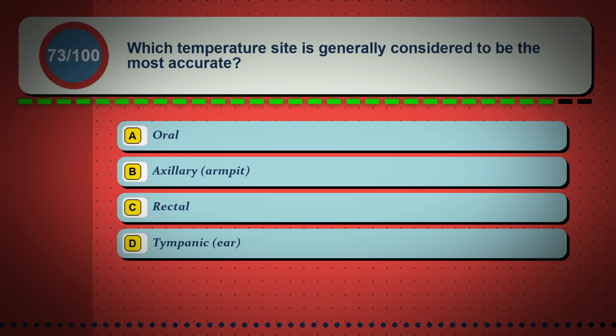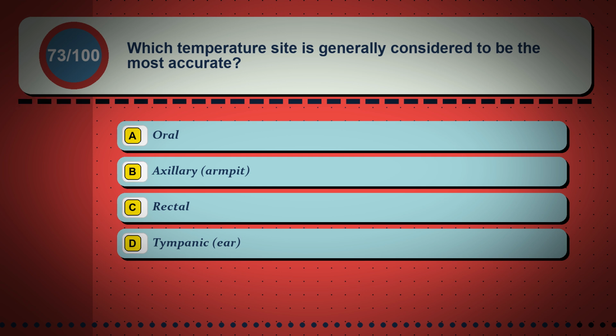Question 73. Which temperature site is generally considered to be the most accurate? Option A, oral. Option B, axillary, armpit. Option C, rectal. Option D, tympanic, ear.